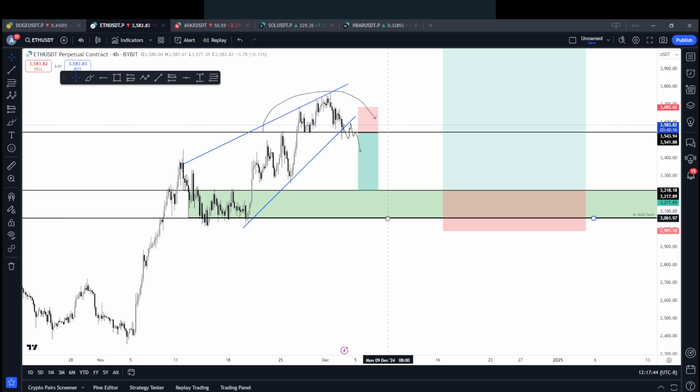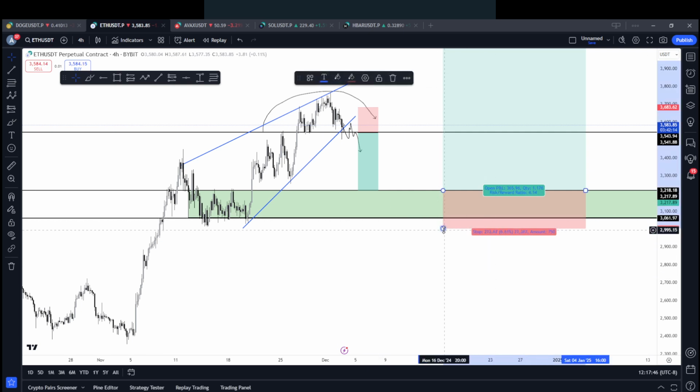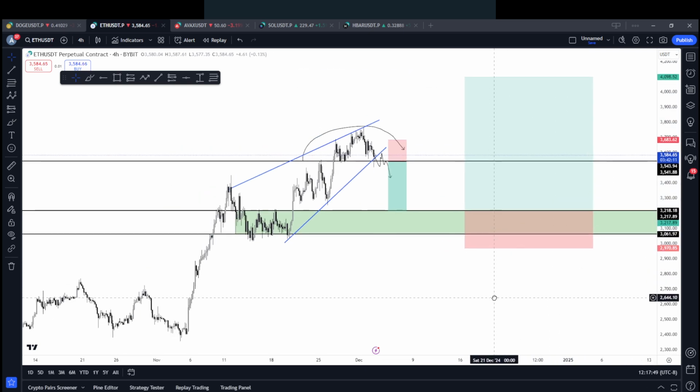Let's make this chart a little bit cleaner. Okay, so let me post both of these.